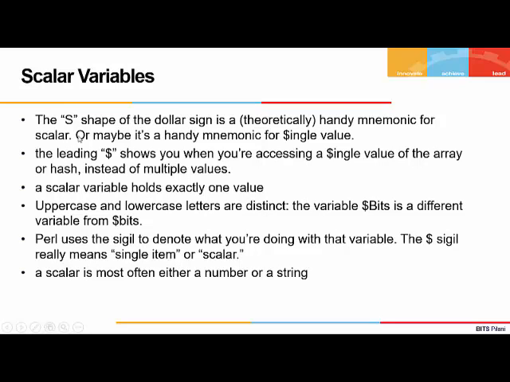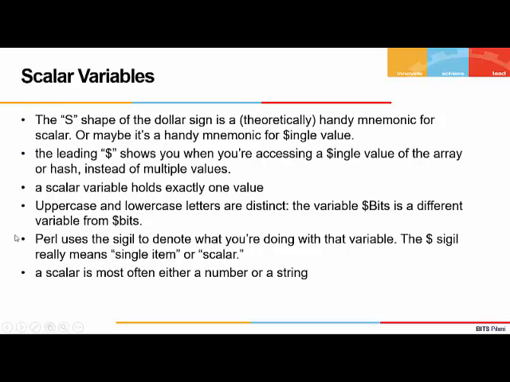The scalar variables start with the dollar sign. In the scalar you can write a single value, as you can see here. It is actually a single value, not multiple values. Multiple values are for the arrays and hashes, where you can assign multiple values to those variables. Irrespective of that, a scalar variable will hold exactly one value.